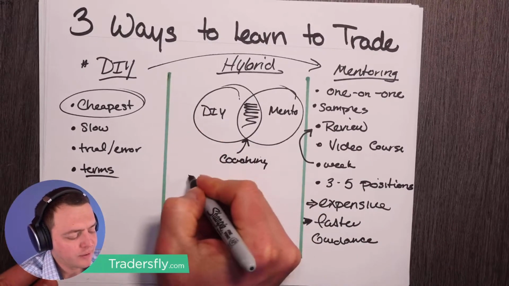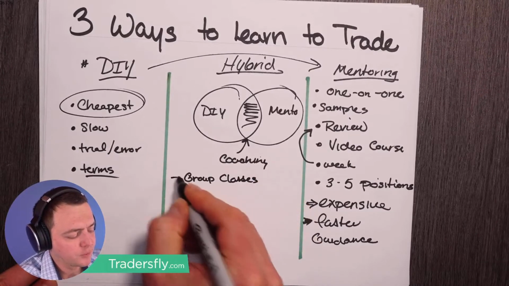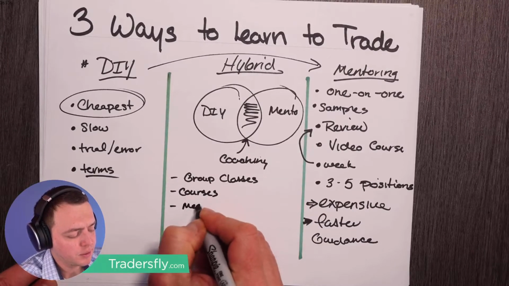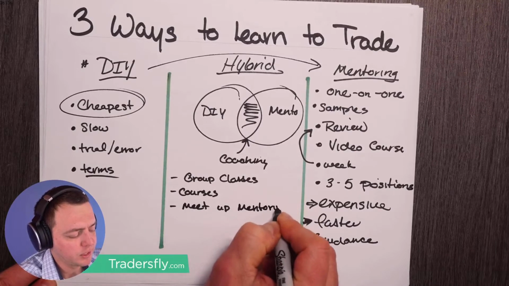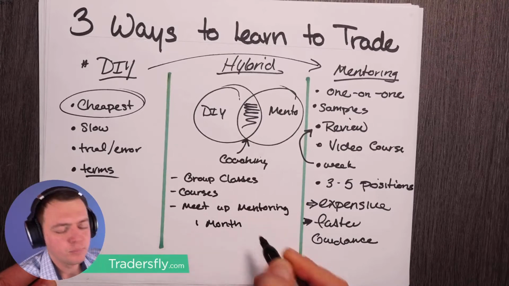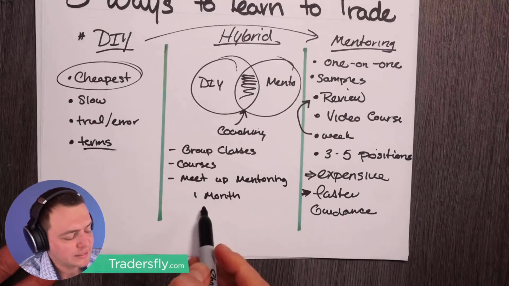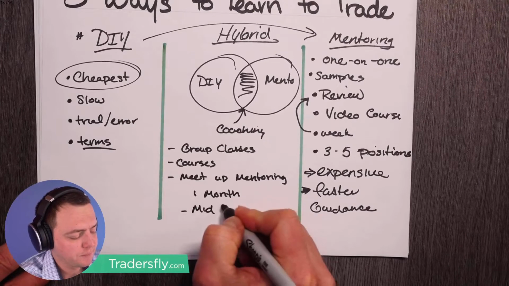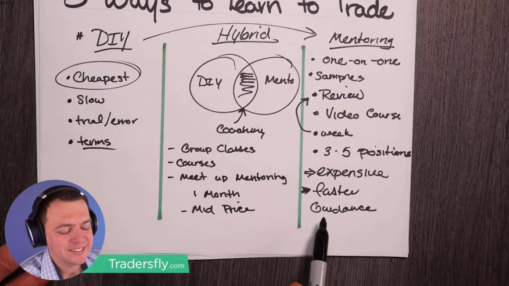What you might do is have group classes here. You might have courses that you buy, and then you're meeting up with mentors as needed, or coaches, and you're meeting up with a handful of people, but it might be once every month, once every 2 months. You're meeting up periodically, maybe not as often. So this is not the cheapest, but it's not the most expensive. It's, let's say, mid-range in price. Okay. It's also not the slowest, but it's also not the fastest way.